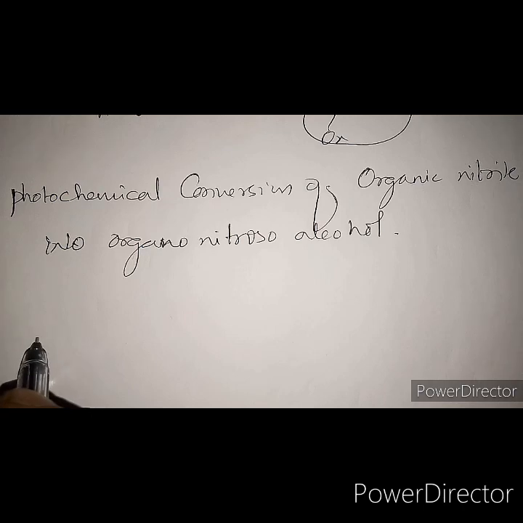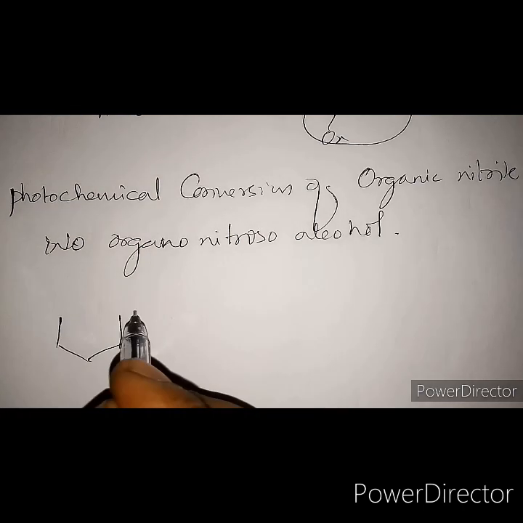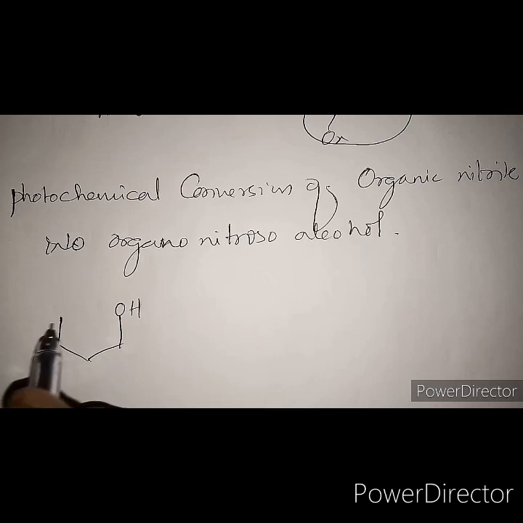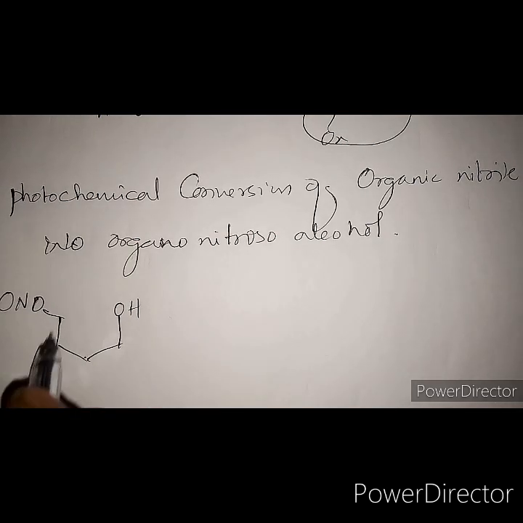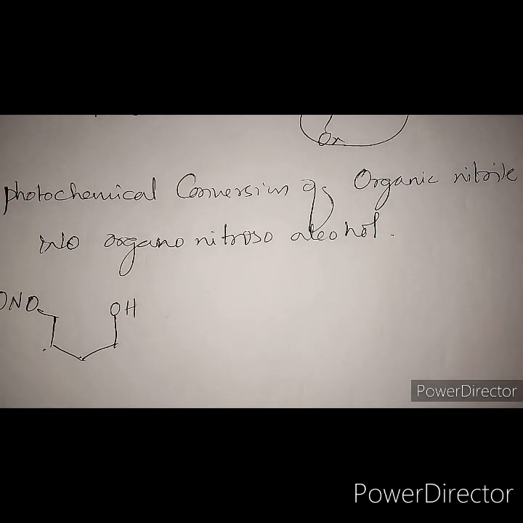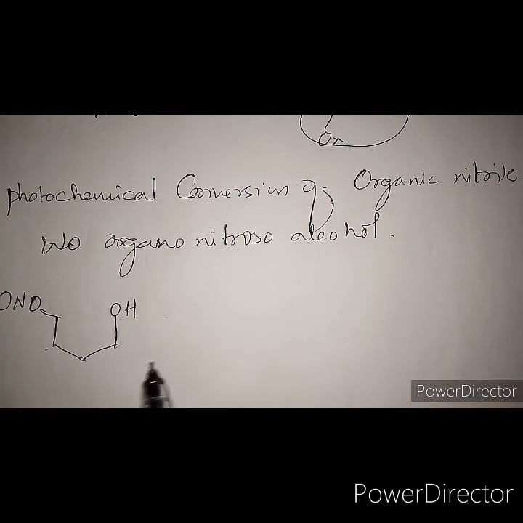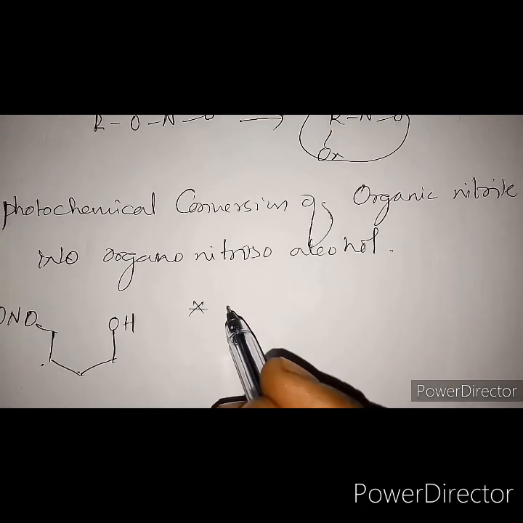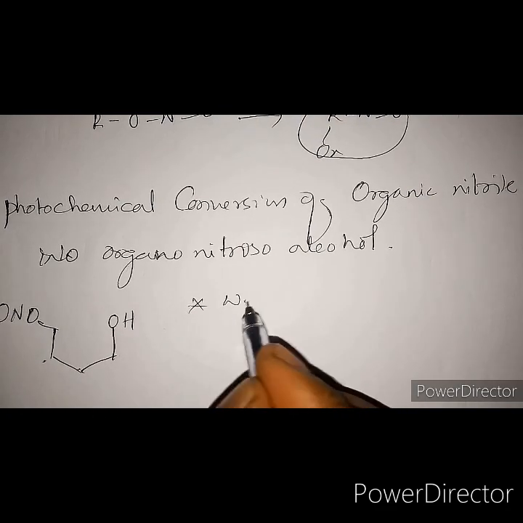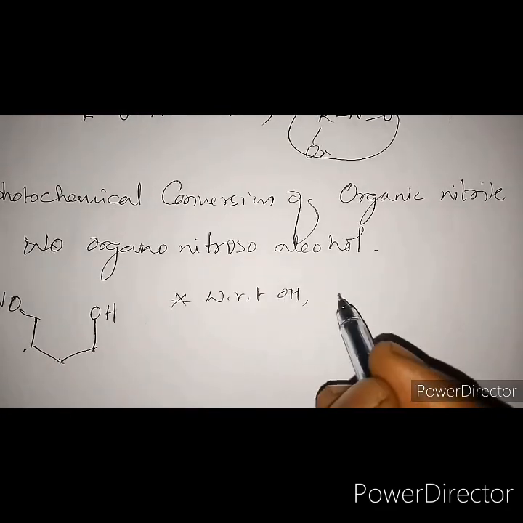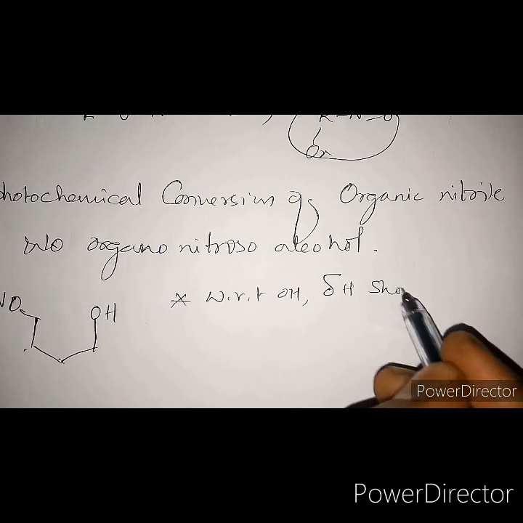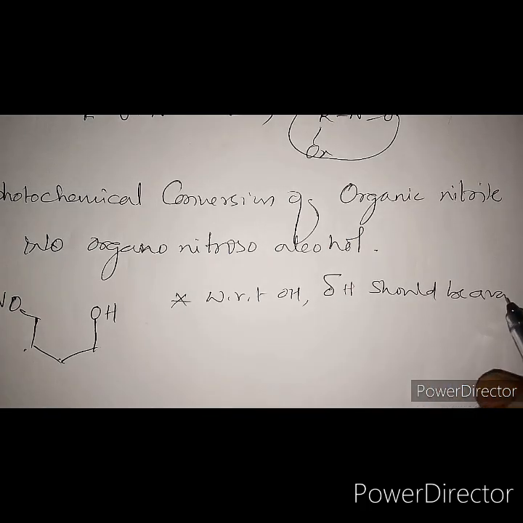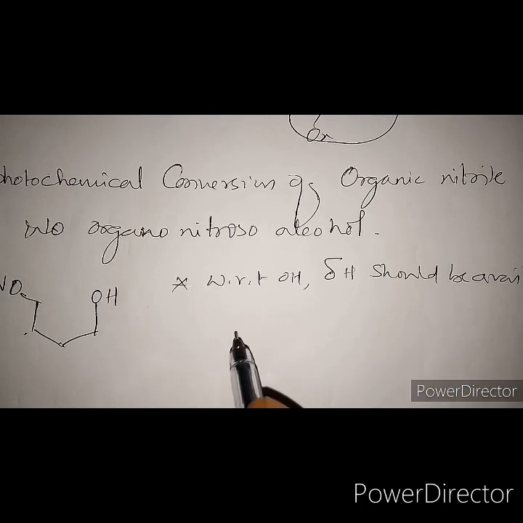So this is OH and this is ONO, alpha, beta, gamma, delta. So in order for this Barton reaction to occur, there is an important condition. The condition is that with respect to OH, a delta hydrogen should be available. Otherwise these reactions won't go.